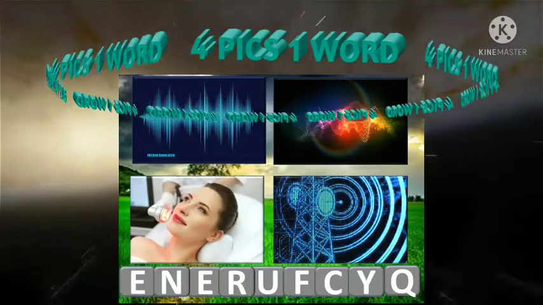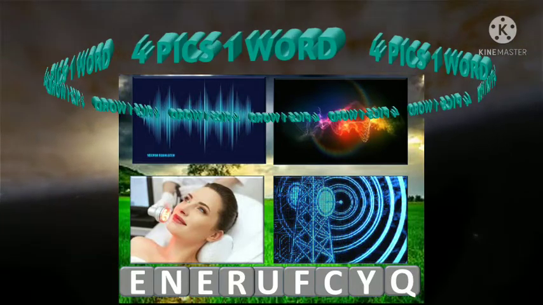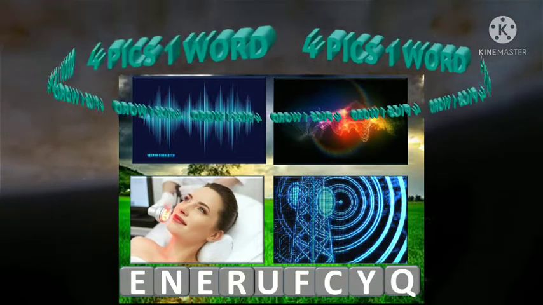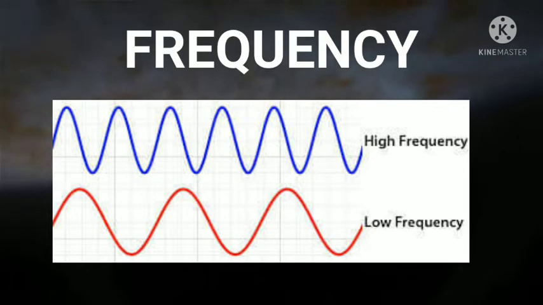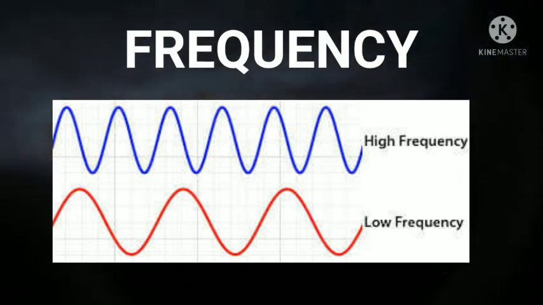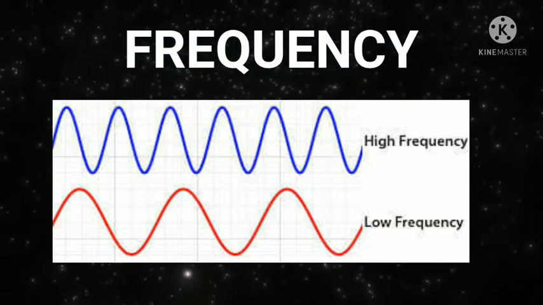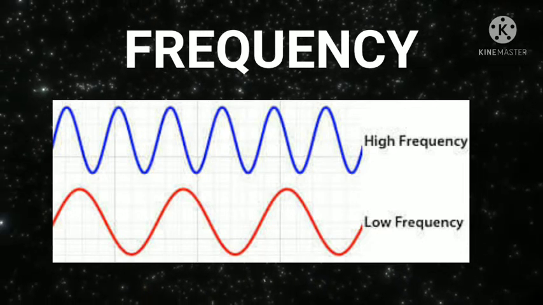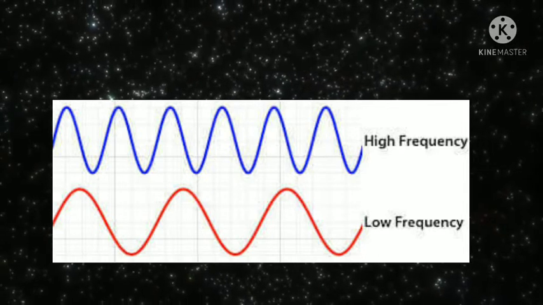Our third word. If your answer is frequency, you are correct. Frequency refers to the number of waves produced in 1 second. The blue wave represents a high-frequency wave, while the red wave represents a low-frequency wave.